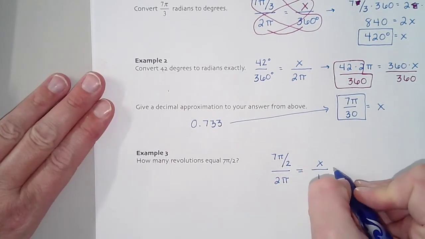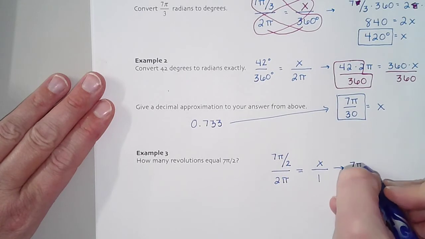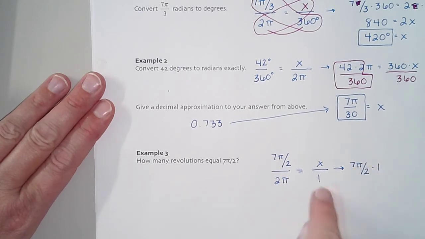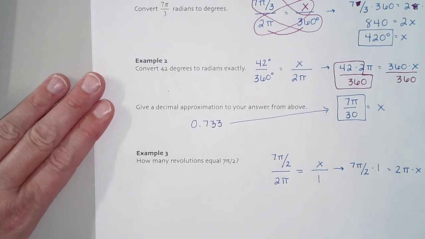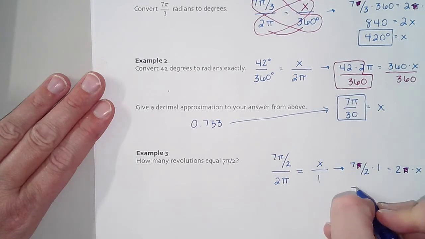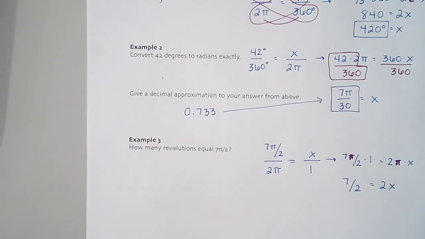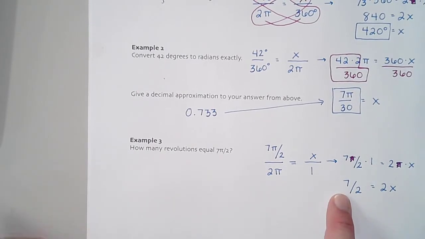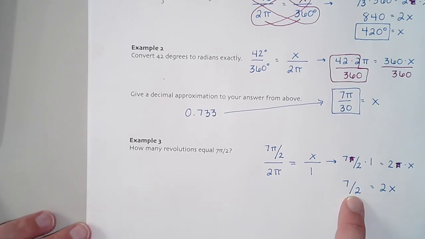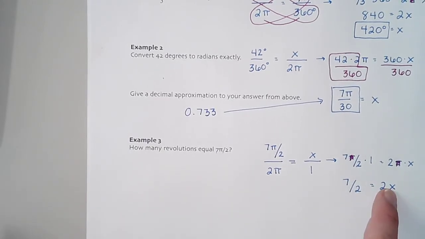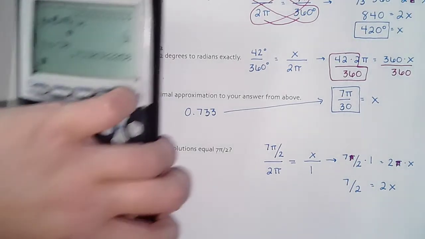Okay, so again, kind of sticking with that same pattern, I'm going to go 7 pi over 2 times 1, which is easy, right, equals 2 pi times x. I've got a pi on each side, so I would get rid of those pi's. And so now what I have is 7 over 2 equals 2x. Let's divide this by 2. And so I know from looking at this that this is going to turn into 7 over 4. And again, I'm just trying to build up your mental math skills here. If I take something that's being divided by 2 and divide it by 2 again, it's really going to get divided by 4.